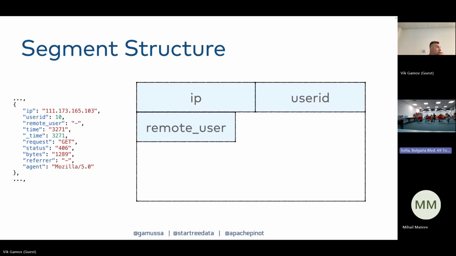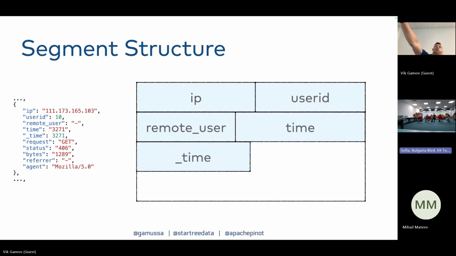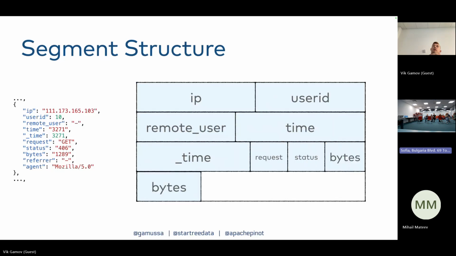You have something like Cassandra format? Yeah, Cassandra supports this columnar format, and Pinot is very similar to Cassandra. So as you can see here, our IP address, user ID, remote user time, request status, and so on will now be stored inside segments. All IP addresses will be stored in the segment. All user IDs will be stored inside the segment. Some of the indexes also will be stored inside the segment, so they will be closer to the data.